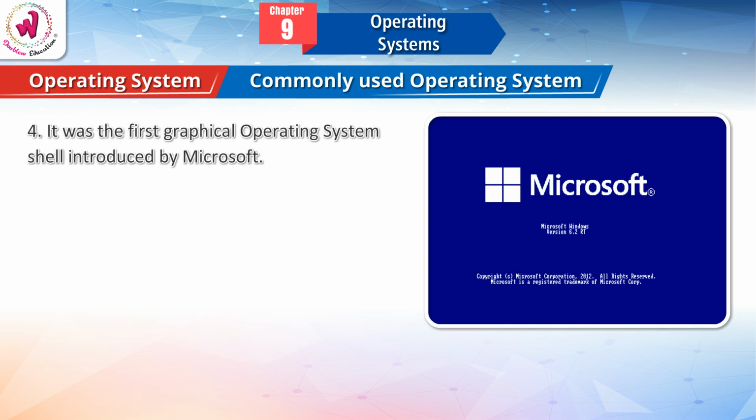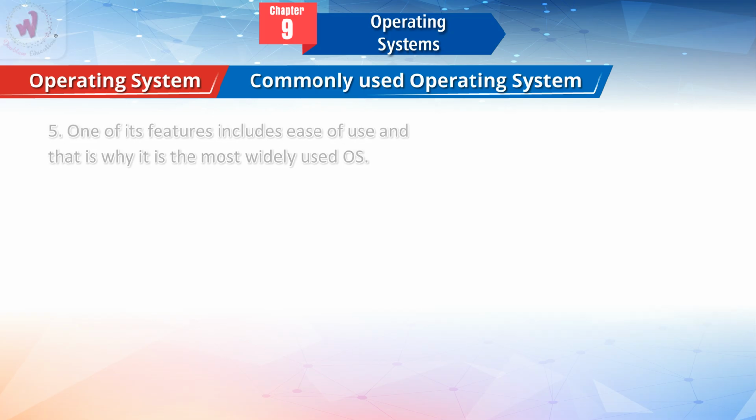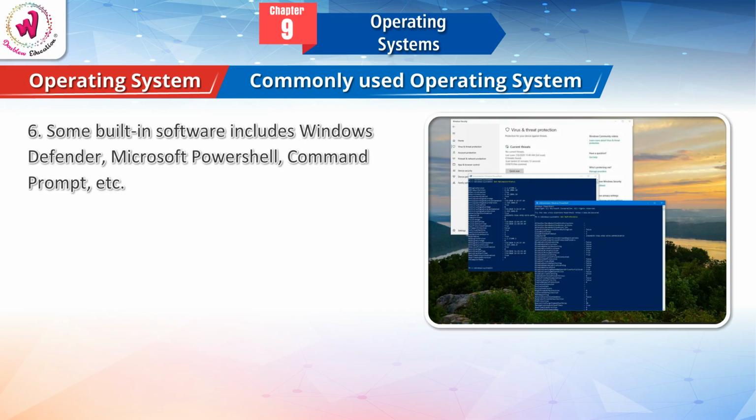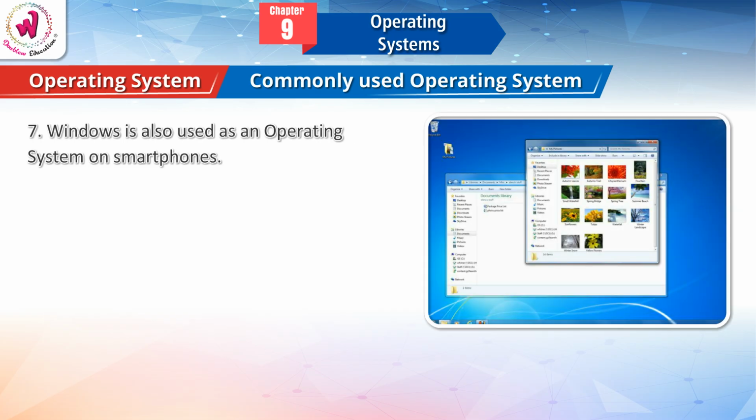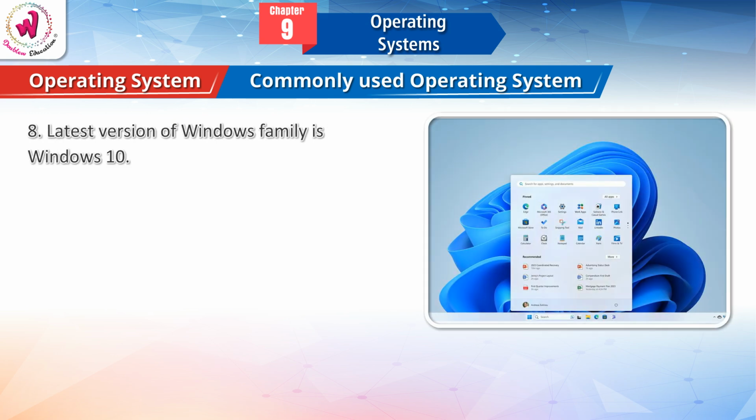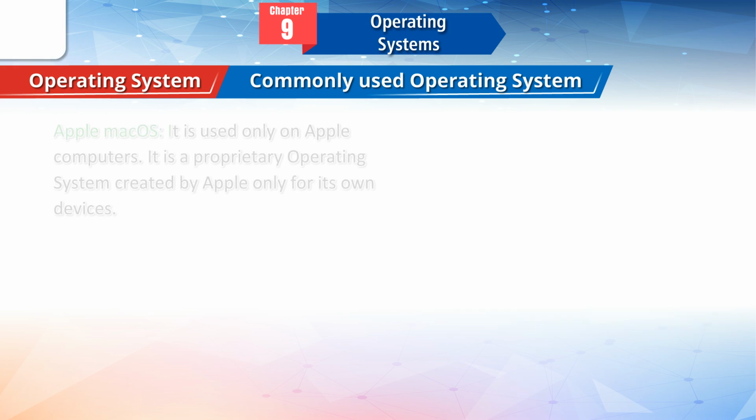4. It was the first graphical operating system shell introduced by Microsoft. 5. One of its features is ease of use, and that is why it is the most widely used OS. 6. Some built-in software includes Windows Defender, Microsoft PowerShell, Command Prompt, etc. 7. Windows is also used as an operating system on smartphones. 8. The latest version of the Windows family is Windows 10.